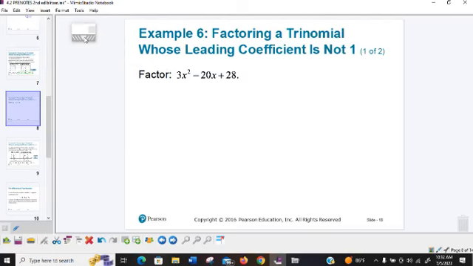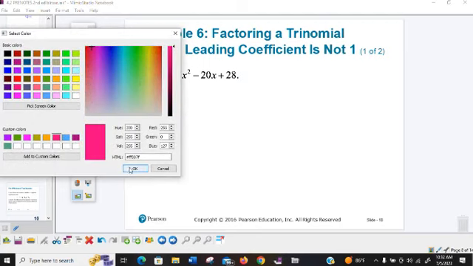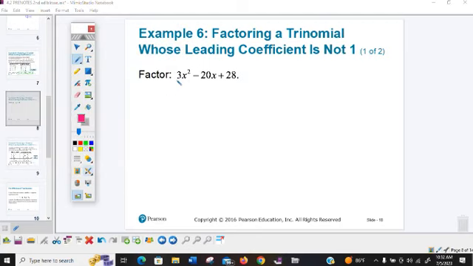Okay, in the last video, we looked at one that had a leading coefficient of 1, but now let's try one that does not have a leading coefficient of 1. So our number in the front is not going to be 1 this time. So when we go to do this one, to get a 3x squared, we have to figure out all the ways to get a 3.